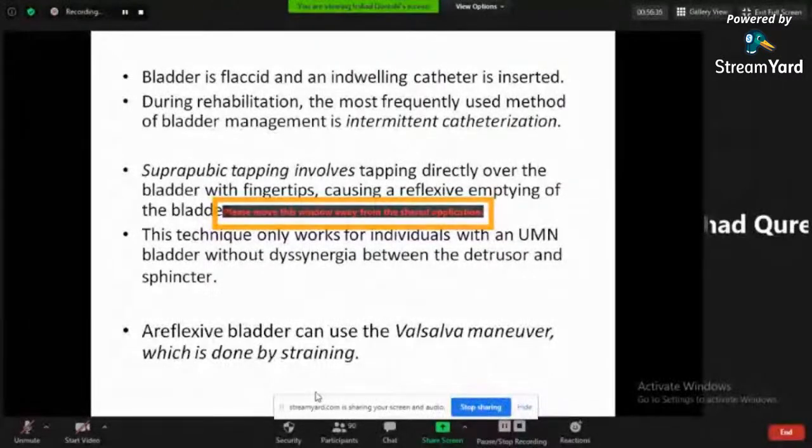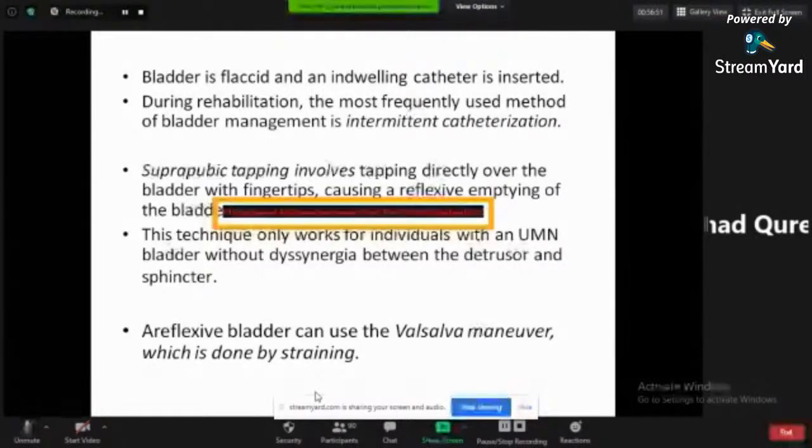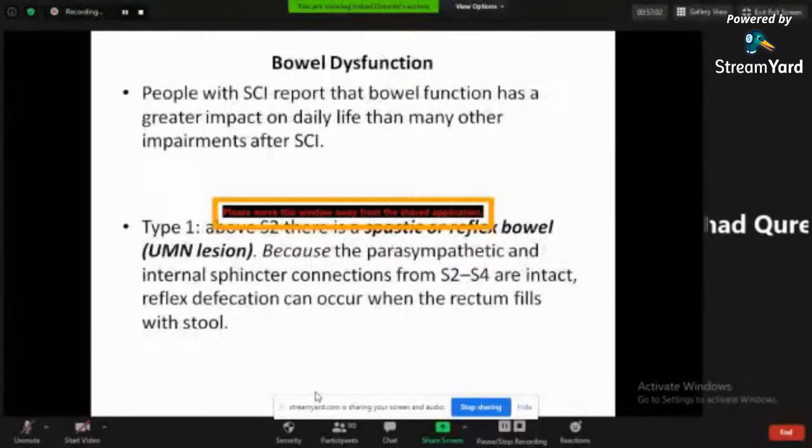The most frequently used method of bladder management is intermittent catheterization. Suprapubic tapping involves tapping directly over the bladder with the fingertips, causing reflexive emptying of the bladder. This technique only works for individuals with an upper motor neuron bladder without dyssynergia between the detrusor and sphincter. An areflexive bladder can use a Valsalva maneuver, which may be done by straining.